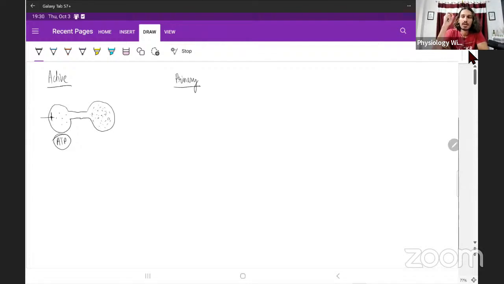For example, your car is being taken away by towing. So there's another car in front of you which is using the energy and tying it to your car and pulling you up. So your car is not using any energy, but somebody else is using. That is an example of secondary active transport. Okay, so this is an analogy you can use to remember the differences between them.